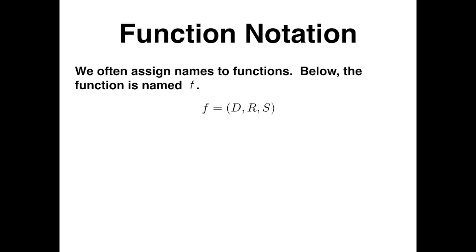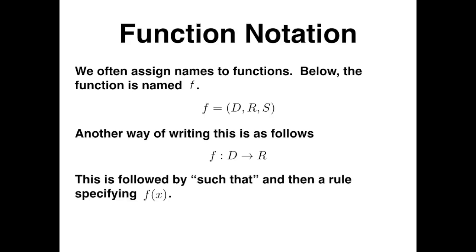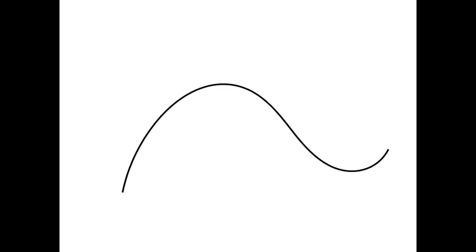We often assign names to functions. Below is the function named S. It's an ordered triple, or a three-tuple, where the first set is D, the second set is R, and the last set is the set of pairs S. Another way of writing this is F colon D right arrow R, and this is read F maps D to R. This is followed by "such that," and then a rule specifying F of X. For example, F maps the real numbers to the real numbers such that f of x is equal to 2x plus 3.